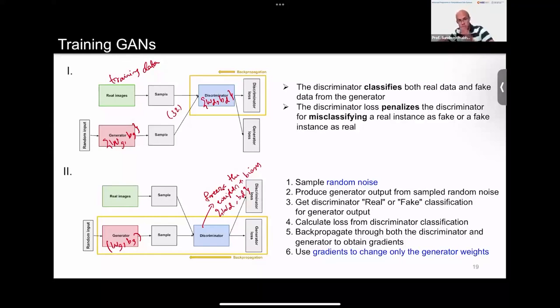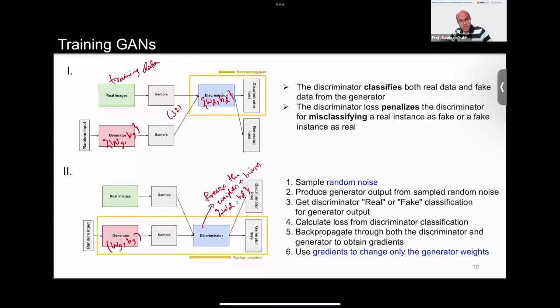Now, I do that for a few iterations. I have some updates about WD and BD compared to the random initialization that I started with. Now, go to phase 2.